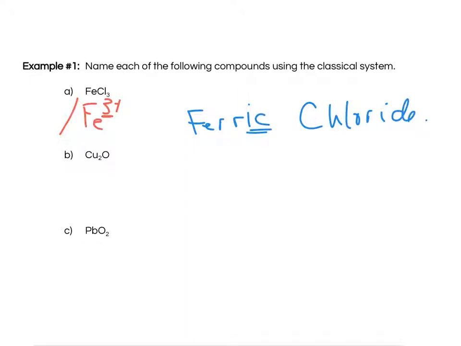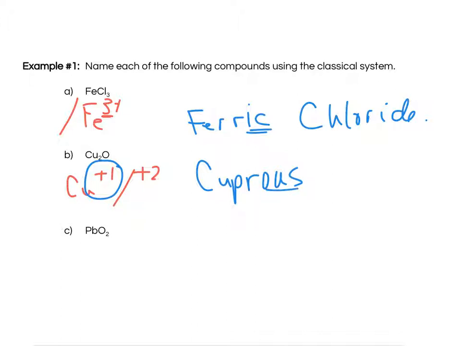In my next example, the copper that I have here is copper 1. Now copper can have a +1 charge or a +2 charge, but in this case the compound has a +1 charge. So that's the lower of the two charges for copper. That means I'm going to call this cuprous, the OUS ending, cuprous oxide.